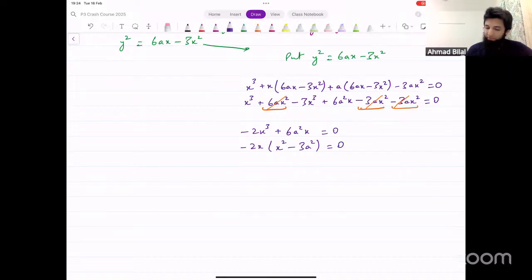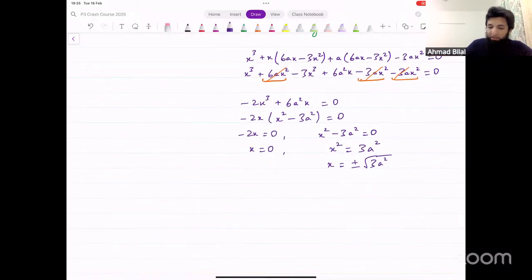Right? This is what we're left with. And now we can say either minus 2x equal to 0. It's a product, right? The product is equal to 0. That means either the first thing is equal to 0 or the second thing is equal to 0. Now the first one gives us x equal to 0. The second one gives us x squared equal to 3a squared. And then x equals plus minus square root of 3a squared. Square root is on that whole thing. And then that leaves us with plus minus square root of 3 times a outside.